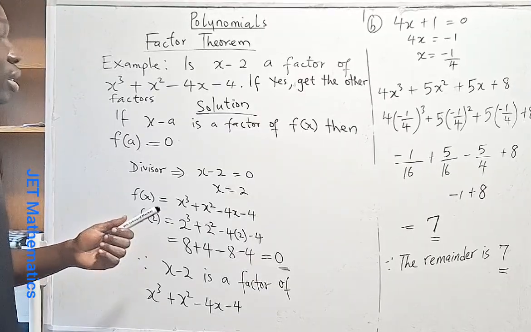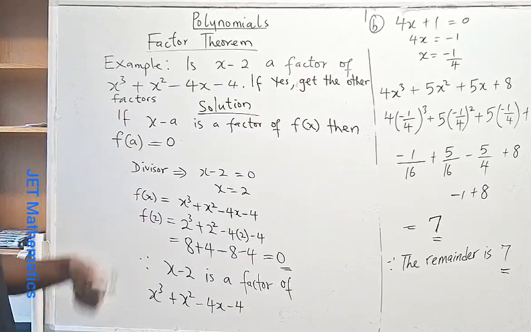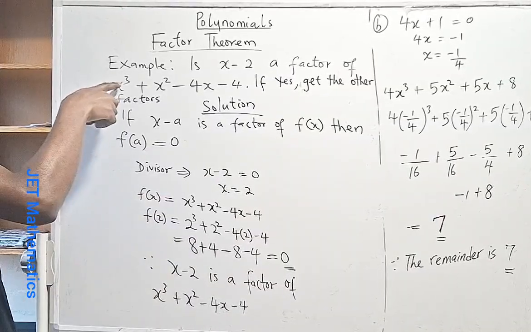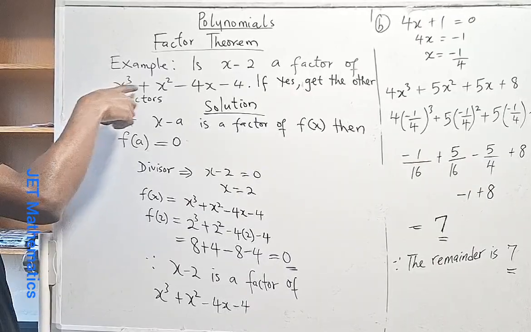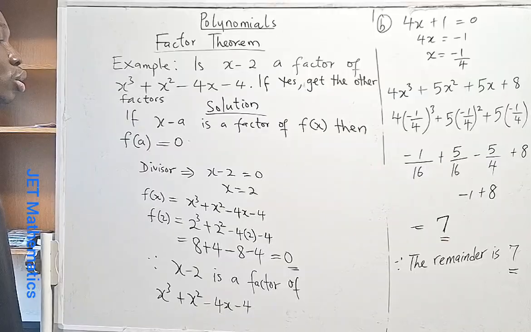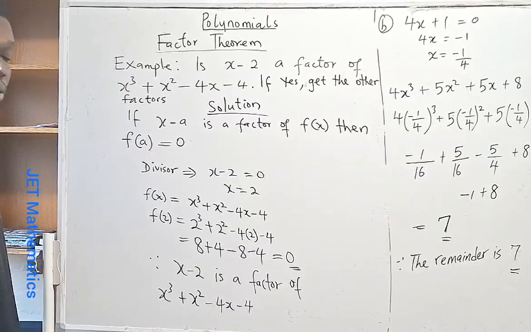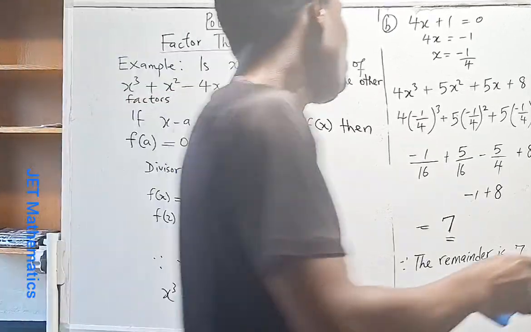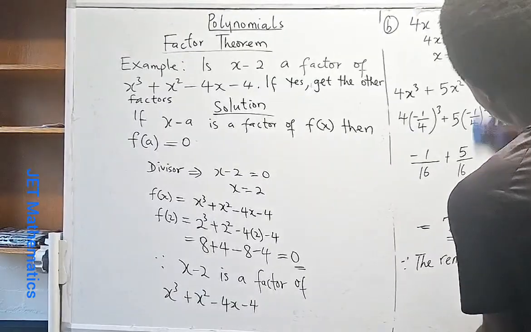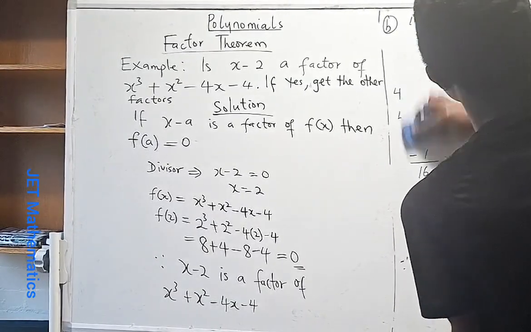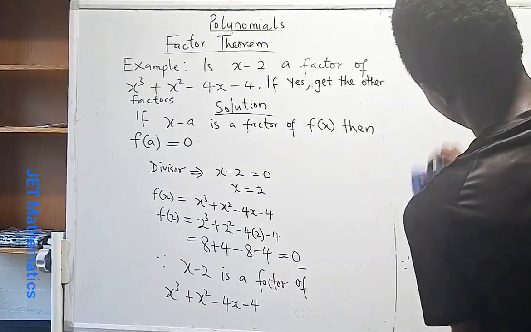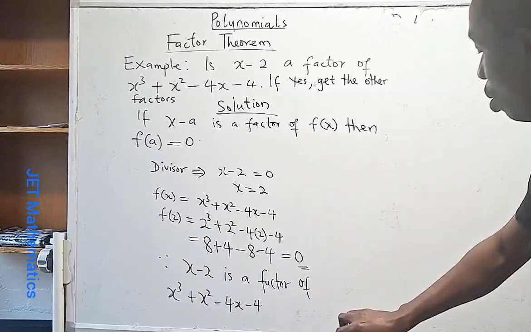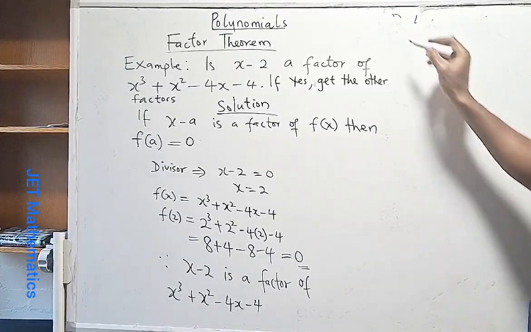Next, we have to get the other factors. If this is a factor, what are the other factors? Because this is a 3-degree polynomial, we are expected to get 3 factors from this polynomial. So we have one already. With that, we can get the other 2 factors of the polynomial. So let's see how we can do that.